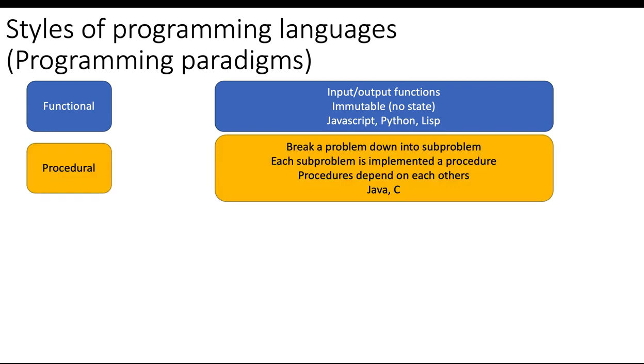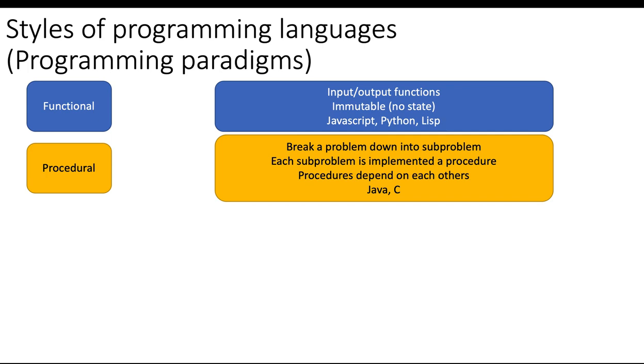Procedural programming is a little bit more advanced than functional programming. In procedural programming, you have a problem, and then you decompose this problem into small pieces, into sub-problems, and then you implement each sub-problem using a procedure. Those procedures invoke one another and communicate with one another. Okay, you can use languages such as Java, C, C++, C Sharp, whatever you want.